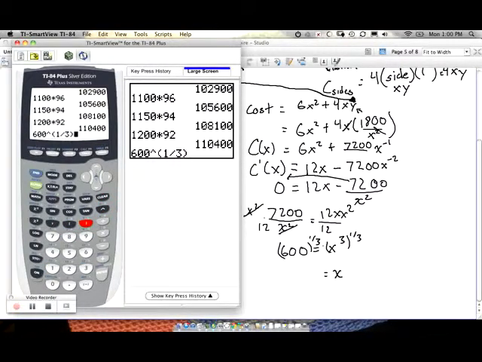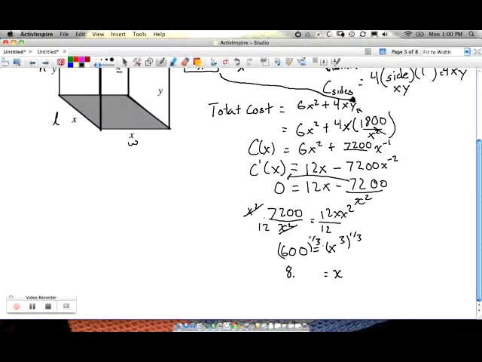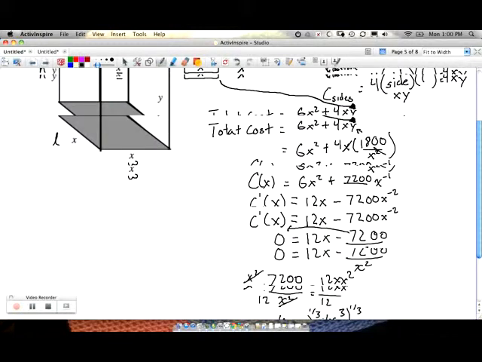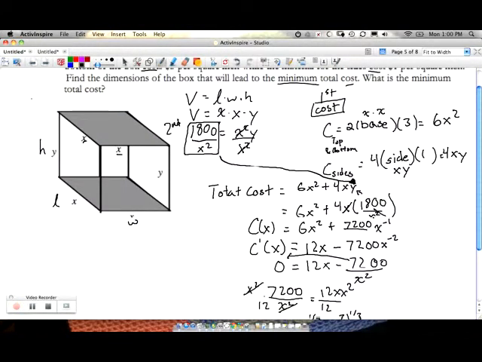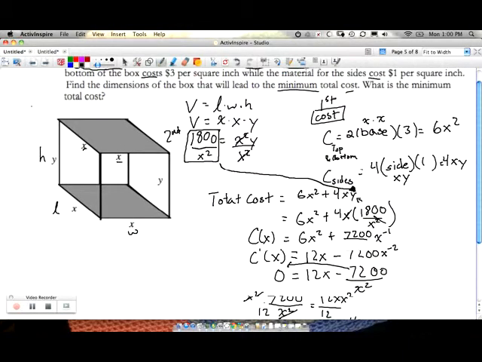It's about 8.4343, which is approximately our x. Now, if we wanted to figure out y, what is the minimum total cost? Okay, so we have to actually plug that in. We could plug that in, so we're going to figure out what that is.